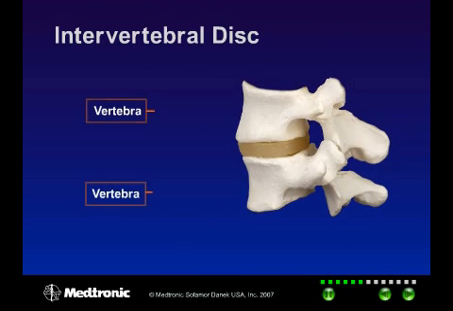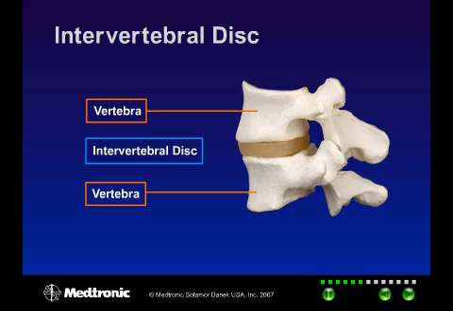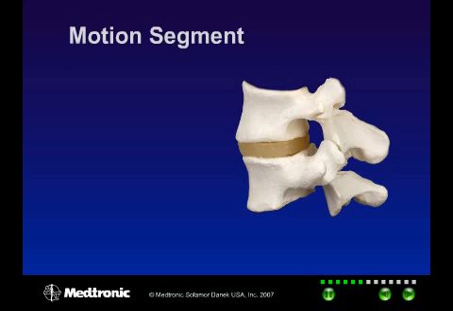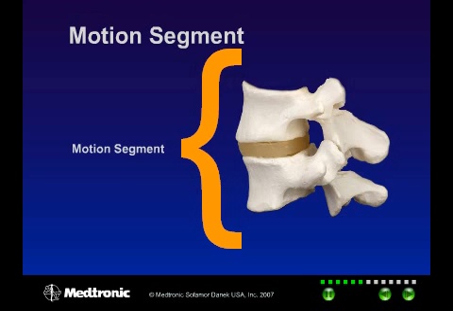The intervertebral disc acts as a link between two vertebrae. The disc and the two vertebrae that it links form a motion segment. The intervertebral disc helps to control the motion of the spine.